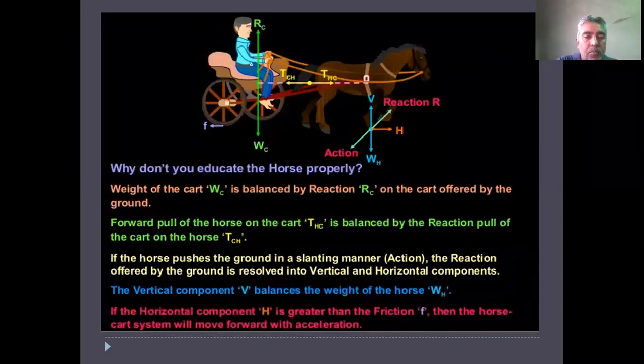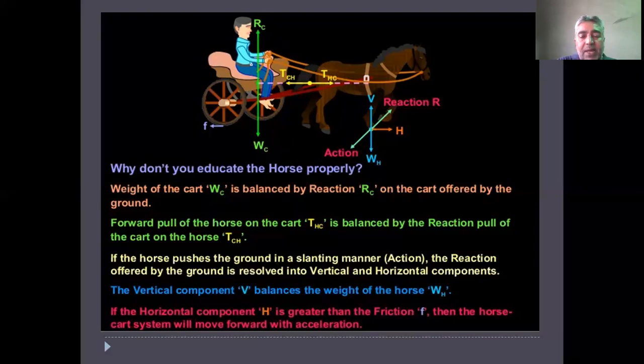Why do you not educate the horse properly? The weight of the cart, W, is balanced by the reaction on the cart offered by the ground. The forward pull of the horse on the cart is balanced by the reaction pull of the cart on the horse. If the horse pushes the ground in a slanting manner, the reaction offered by the ground is resolved into the vertical and horizontal components.